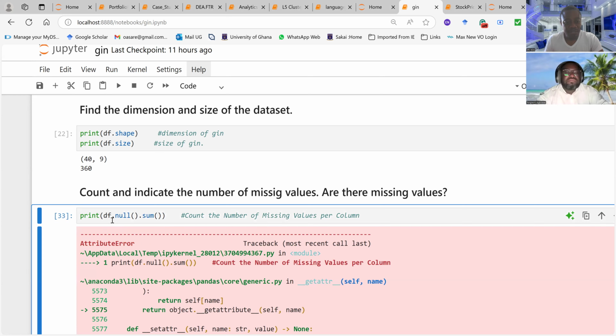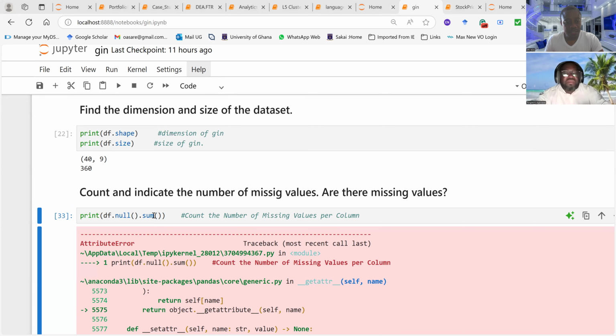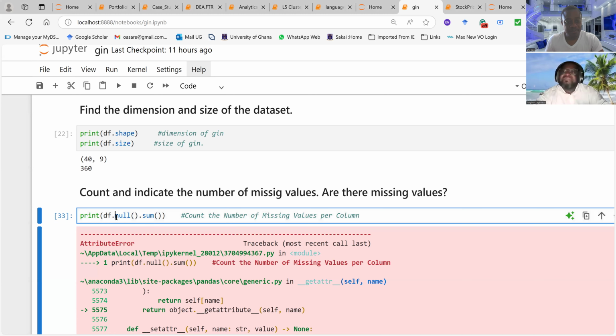Hold on, let me see. df dot null into bracket this. Dot is no. You didn't bring the is.